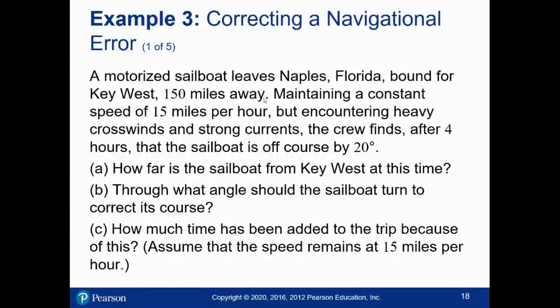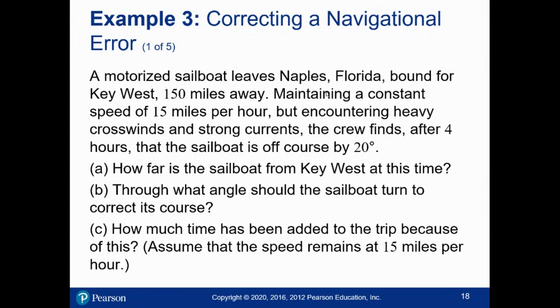All right, so we're going to use the law of cosines and anything else we've ever learned to solve the following problem. We've got a sailboat that leaves a place. It has to go 150 miles. If it's going 15 miles per hour, we would expect that to take 10 hours, but it's encountering heavy winds and water currents. So after 4 hours, they discover that they're off course by 20 degrees.